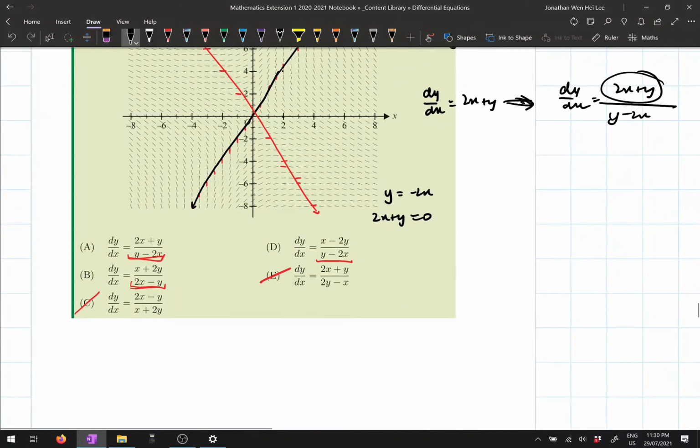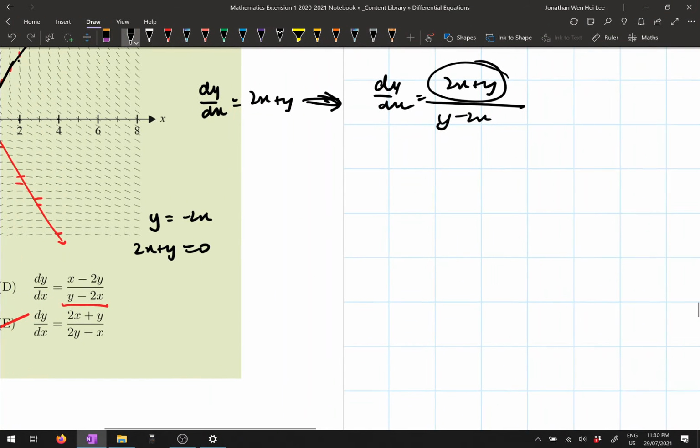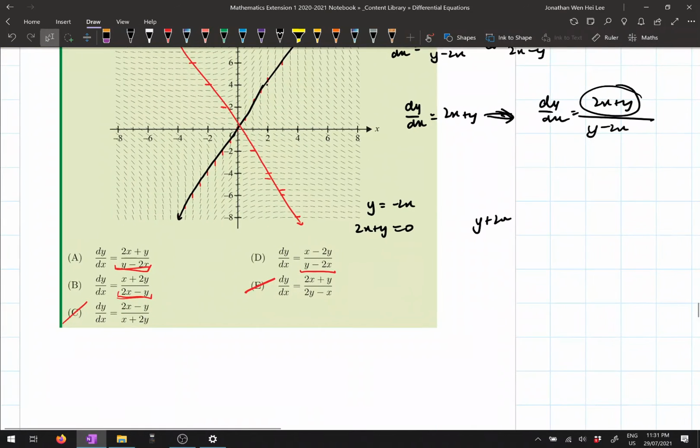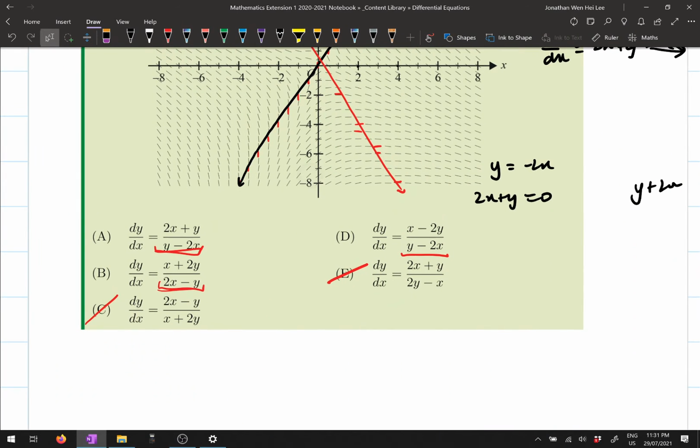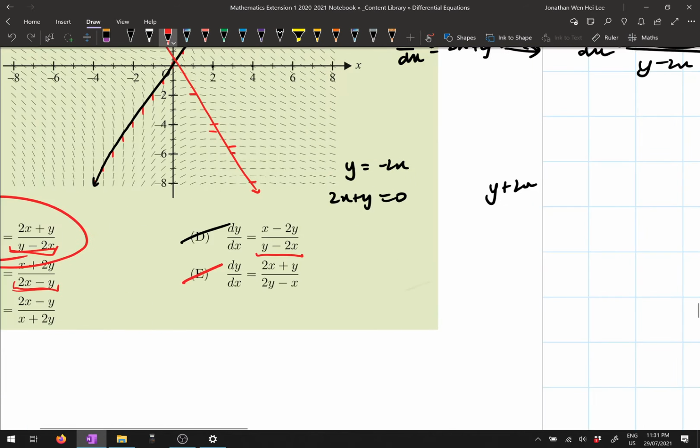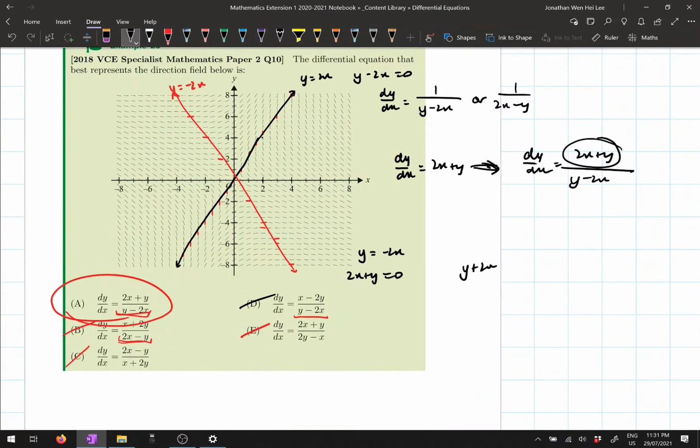So here at the top, I want a variant of 2x plus y, or the other version you could also get is y plus 2x. So at the top, I want y plus 2x or 2x plus y. So here I can eliminate this one and this one, and I'm left with just A. So if you ever see a point where your gradient, dy on dx, is equal to 0, that means we want that particular line to be equal to 0 as well. So here we had y equal to negative 2x, so y plus 2x is equal to 0. And so I just want that in the top of my fraction for this scenario.